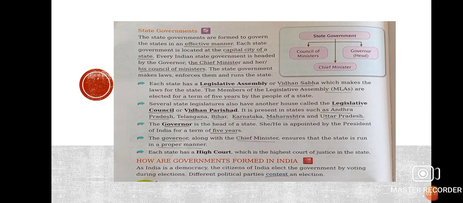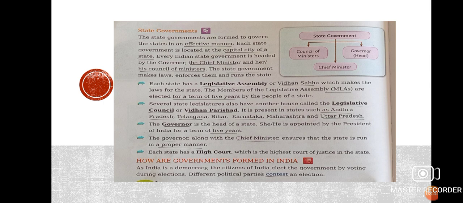The governor is the head of a state. He or she is appointed by the President of India for a term of 5 years. Who appoints the governor? President. For how many years? For 5 years. Now underline, governor is the head of the state, appointed by president for 5 years. The governor along with chief minister ensures that the state is run in a proper manner.